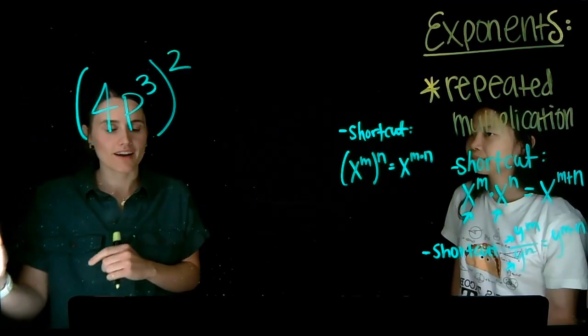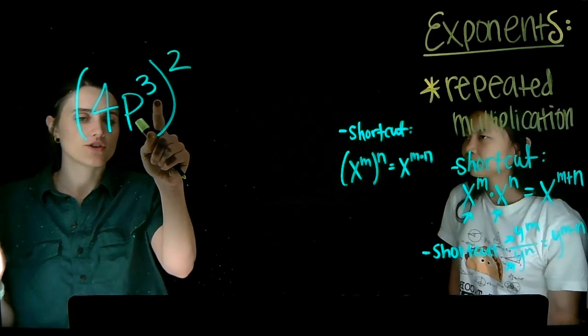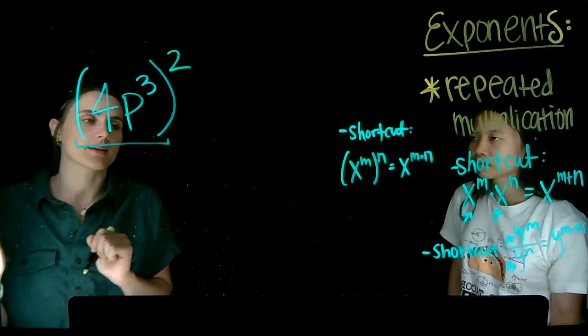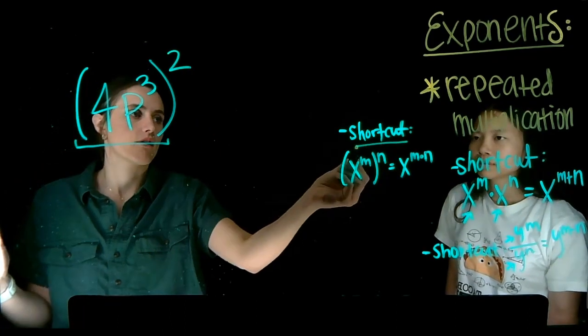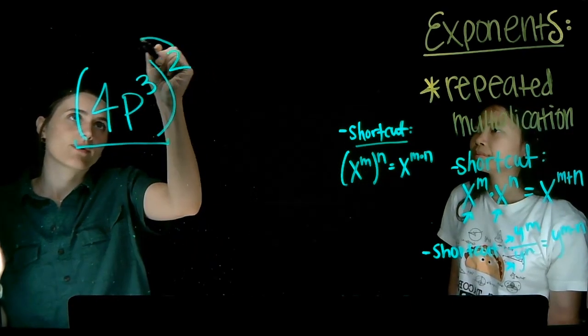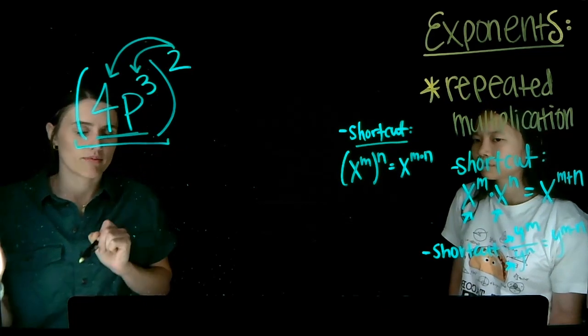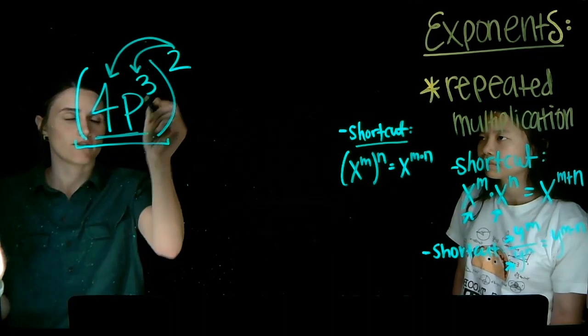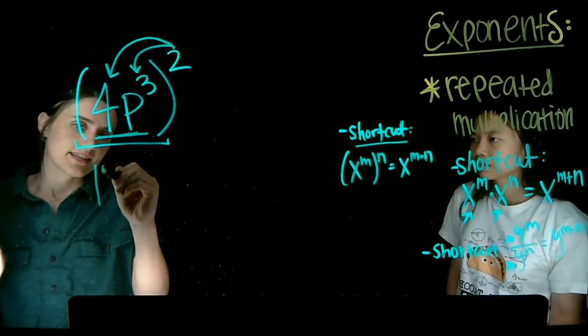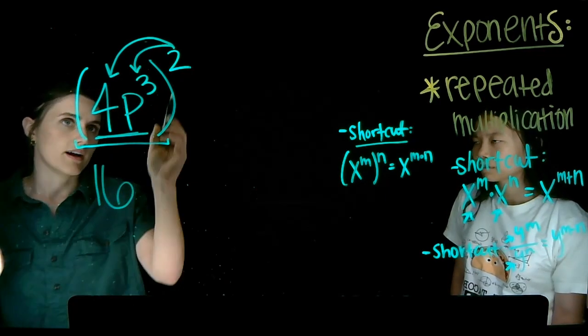All right, so if we have this example here, 4p cubed, and this whole thing is raised to the second power, we can use our shortcut over here. We're going to take this exponent, and we have to remember that it applies to every single piece in that parentheses, not just the exponent itself right here. So 4 squared is 16. We always have to remember to apply the exponent there.